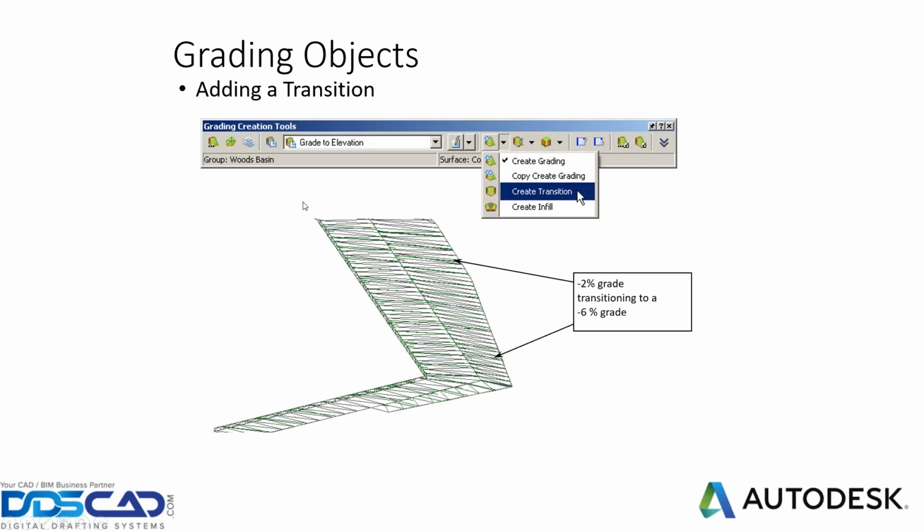You can also add transitions. I'm not going to go through the example in this webinar, but it does it automatically for you. As you can see in this picture, I created a grading here initially that was at a 2% grade. This was at a 6% grade, and you basically just click create transition. You pick the 2, and it automatically transitions that from -6 to -2%. So grading does have that functionality.